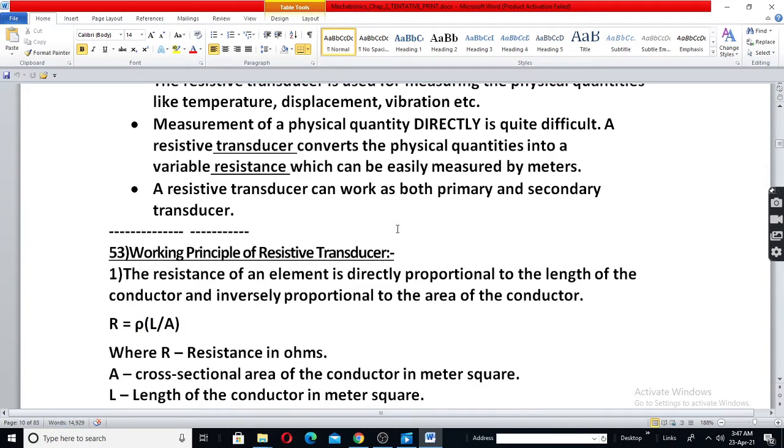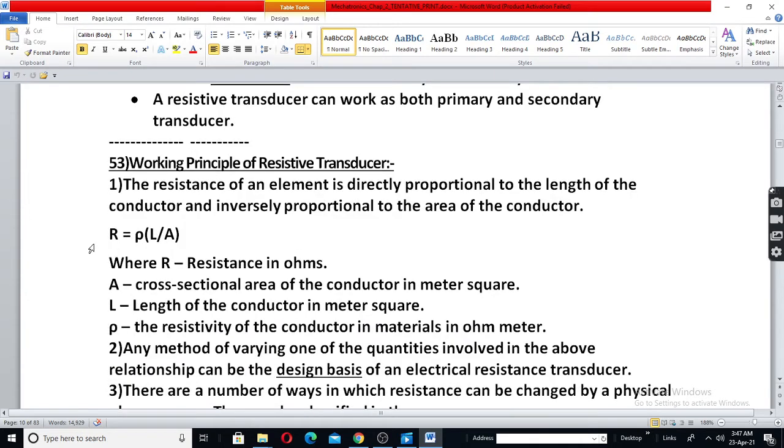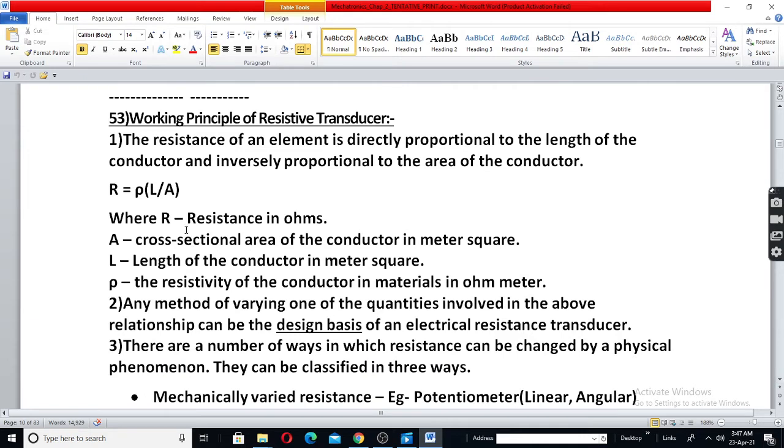Now the principle is here. You know R is equal to rho into L by A. So if you change the area of cross section or the length, you can get a change in resistance. That can be measured using an AC or DC measuring instrument. Now you have to vary L or A.